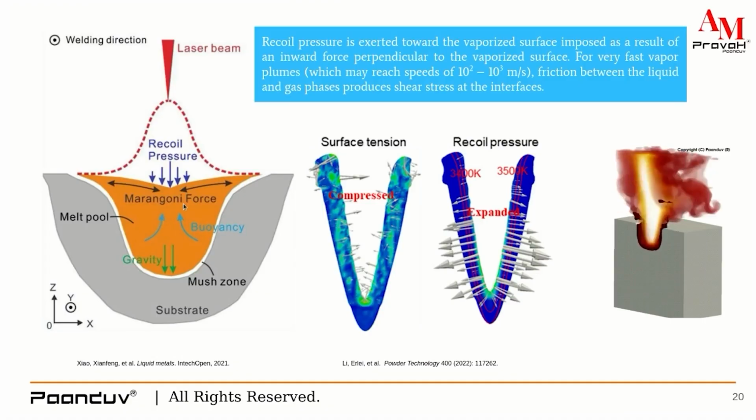Because the laser is at this point, the temperature of this point will be much higher than the surrounding areas, and hence the liquid has a tendency to flow from low surface tension areas to high surface tension areas. And the temperature being higher in this region, the liquid will have lower surface tension in this region.